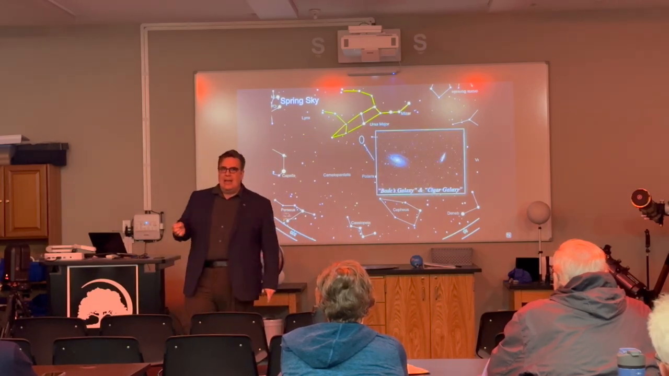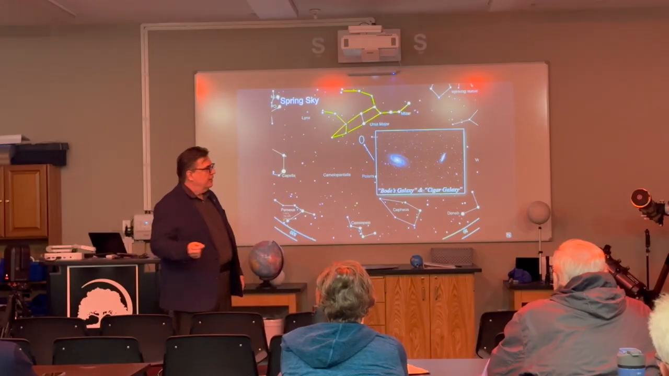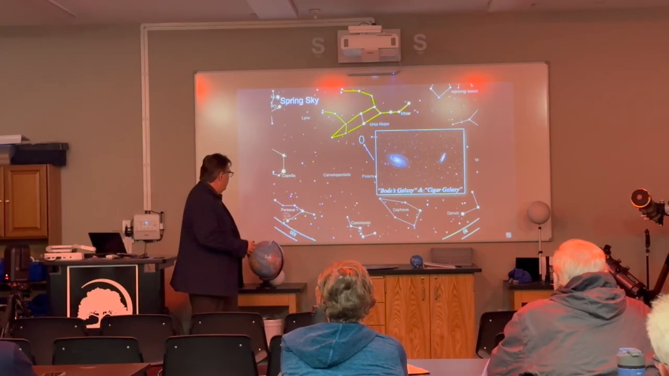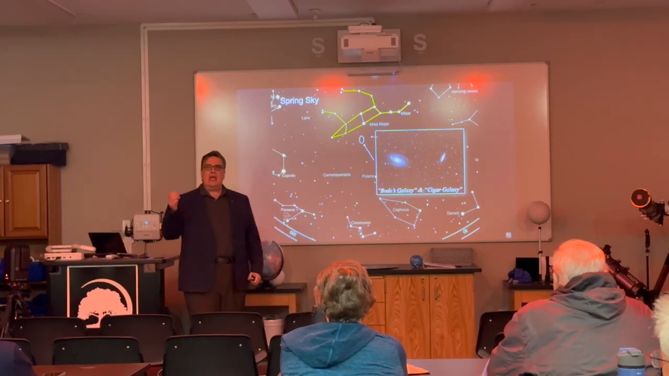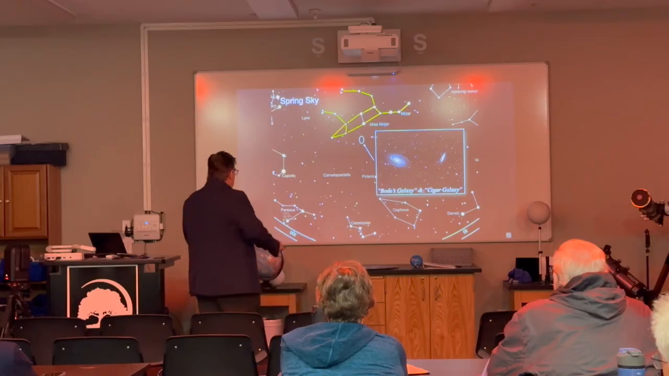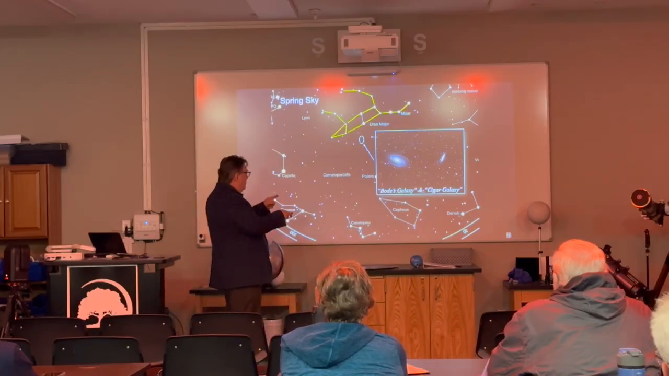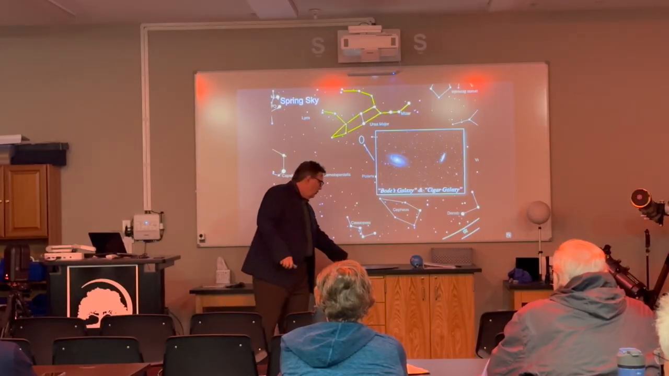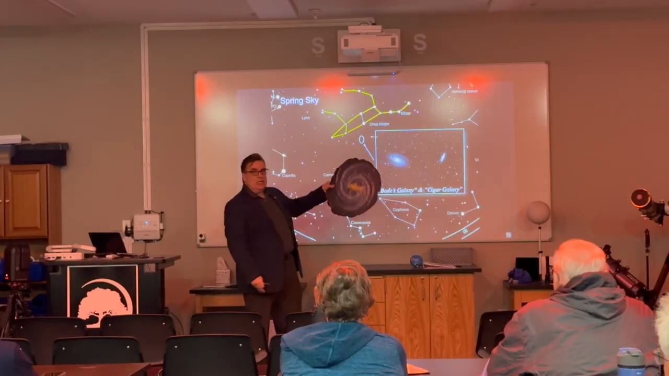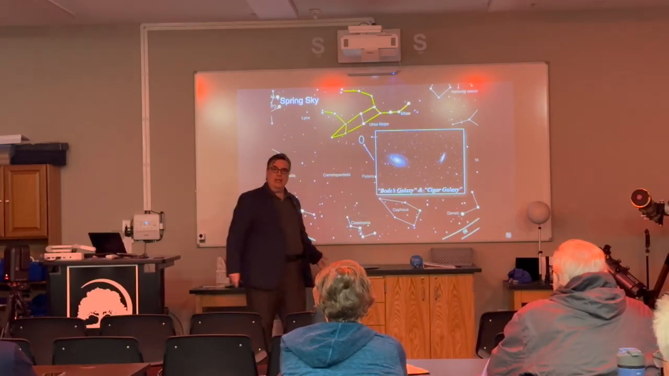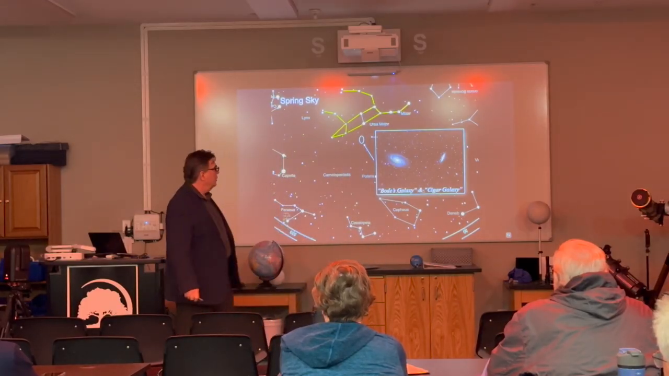One is named M81, also known as Bode's Galaxy. The other is M82, also known as the Cigar Galaxy. These are about 11 million light years away from us. The distance between these is about 150,000 light years across, which is about the size of our own Milky Way galaxy. So our own galaxy, which is larger than these two, would fit right there nicely in between those two galaxies.